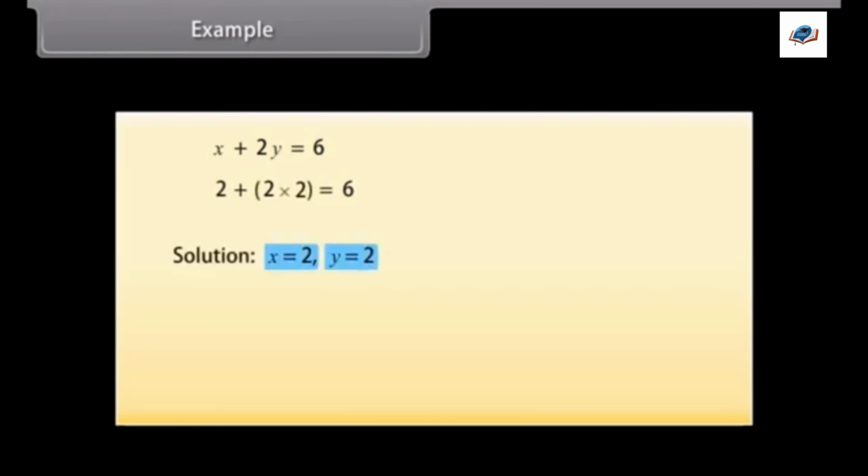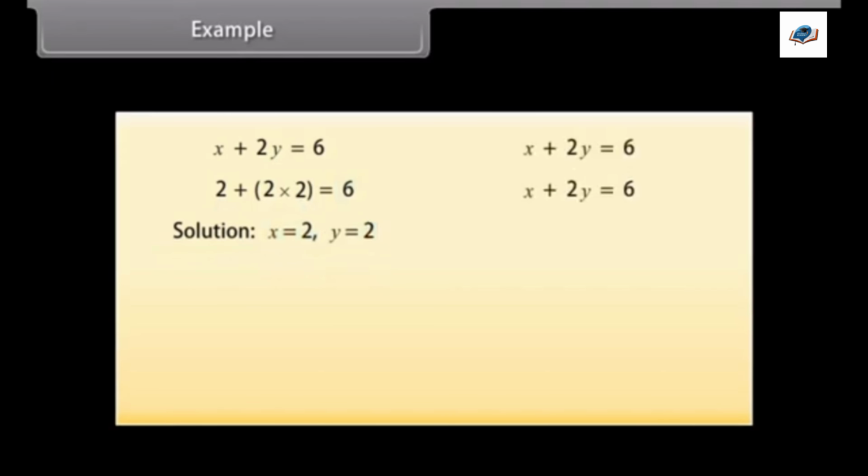Example. Let's now find four different solutions for this equation. By looking at the equation, we can say that x = 2, y = 2 is a solution because on substituting x as 2 and y as 2, we get the answer 6. Now let us choose x as 0. With this value of x, the given equation reduces to 2y = 6, and substituting y as 3, we get the answer 6. So, x = 0, y = 3 is also a solution for x + 2y = 6.